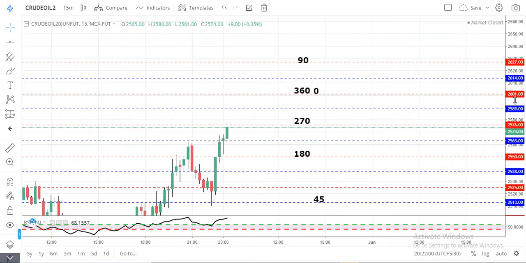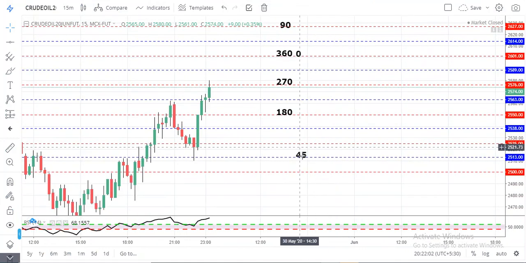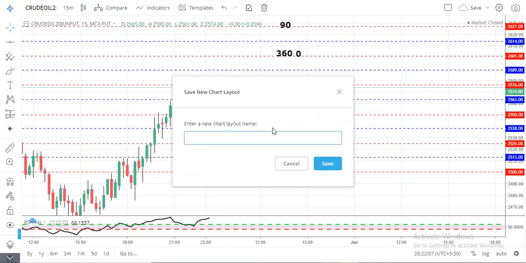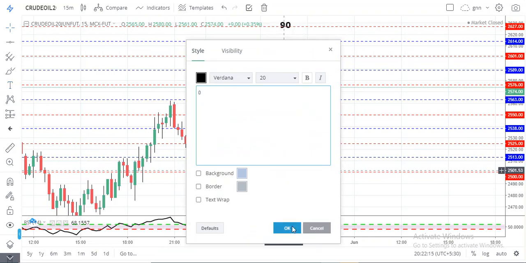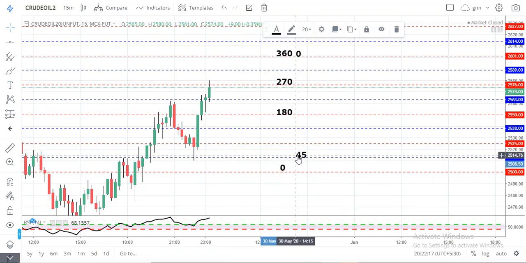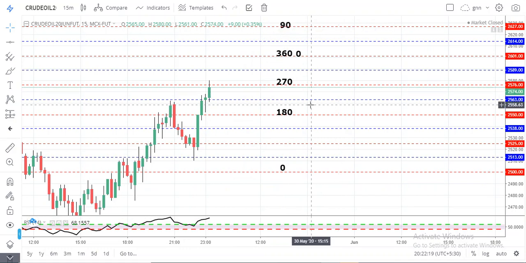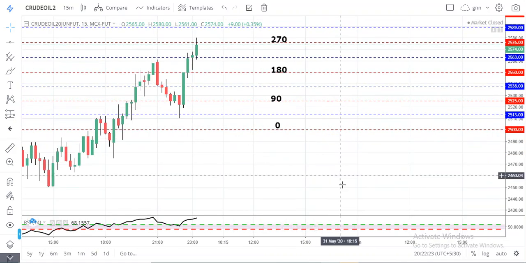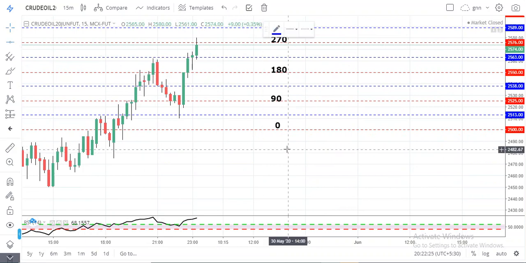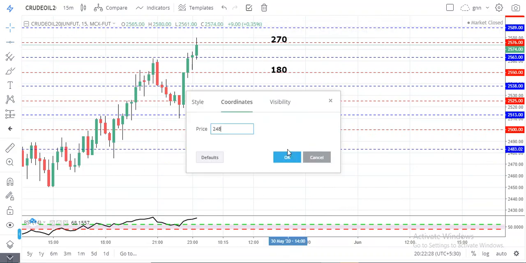Now, see, I'll just explain with an example. I told you already, I'm keeping this as 0. This is going to be 90. So the next 75, this red line also I'll plot it.